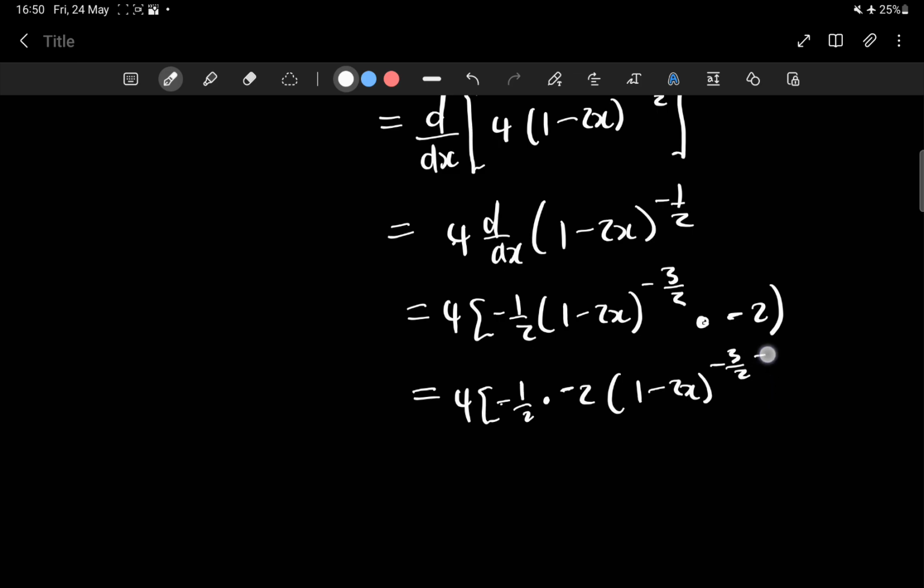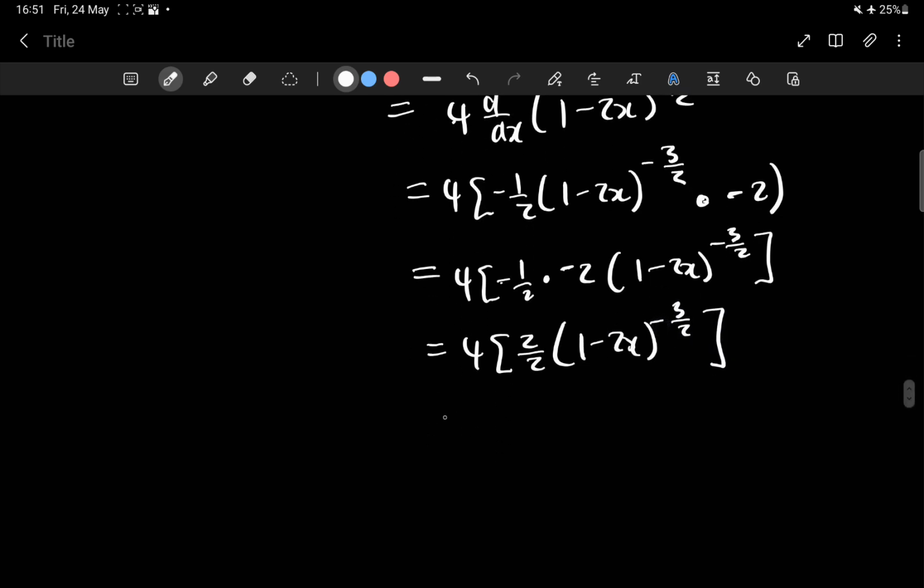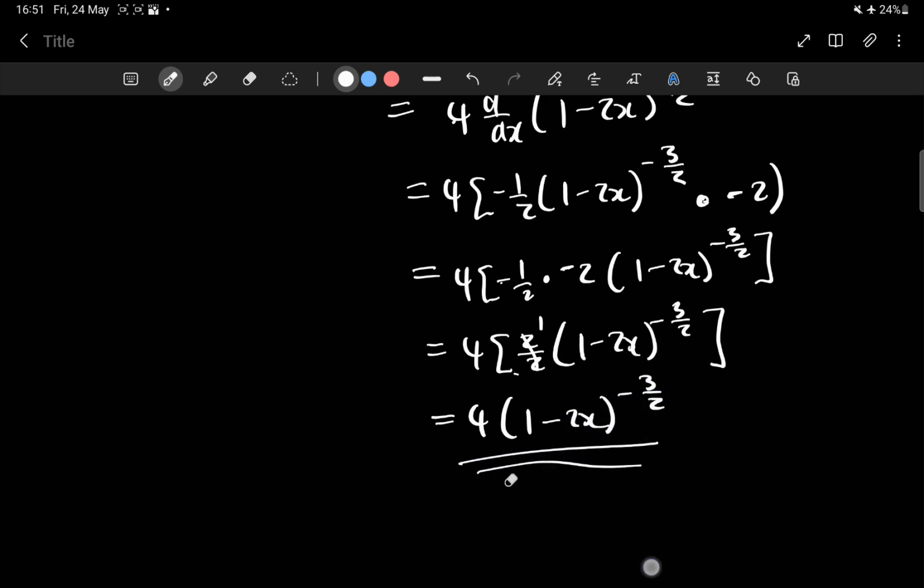Which is going to be equal to 4 times negative times negative is positive. Then 2 is a whole number, isn't it? Multiplies the top. It becomes 2 over 2 multiplying 1 minus 2x to the power of negative 3 over 2. I'm doing it slowly to just make sure no one is left behind. So 4, 2 into 2 is going to be 1. So this just becomes 1. So it's just 4 times 1 is 4 multiplying 1 minus 2x to the power of negative 3 over 2. And this is the final solution for this one.